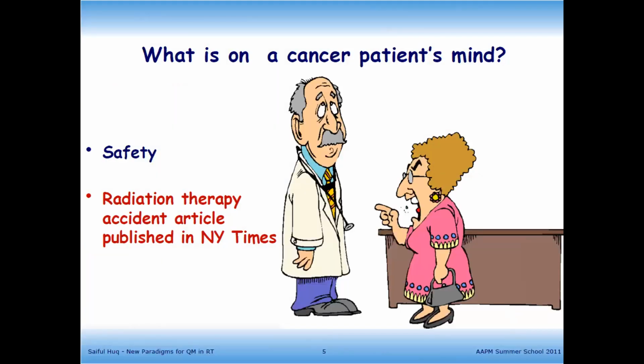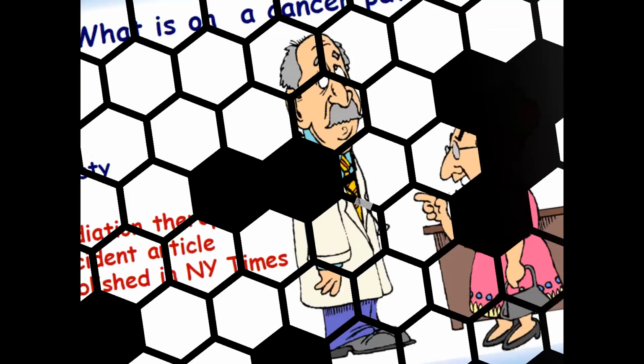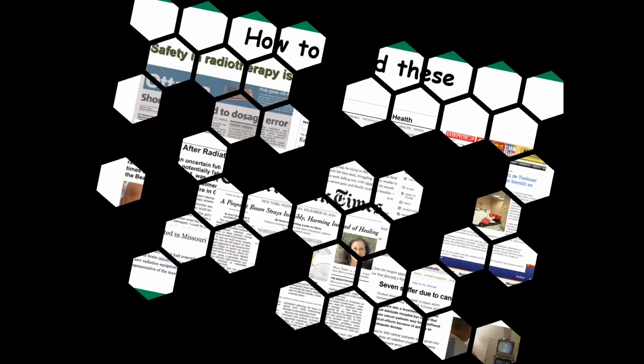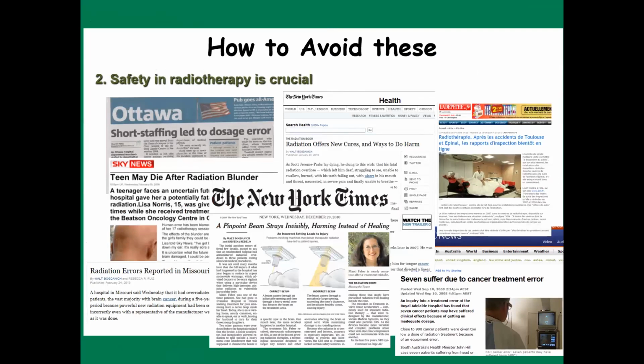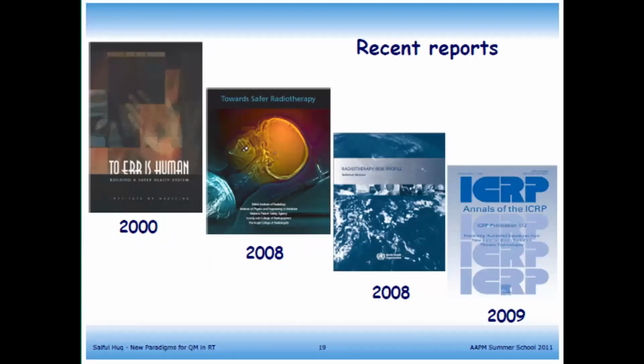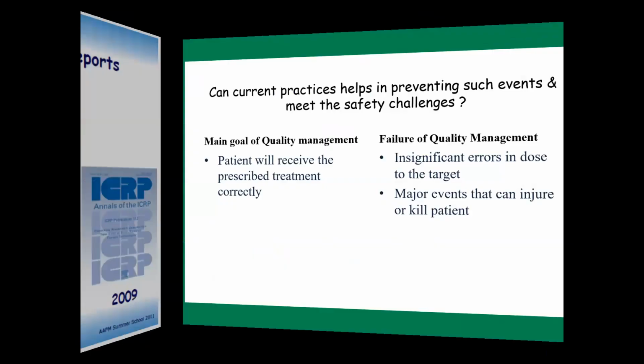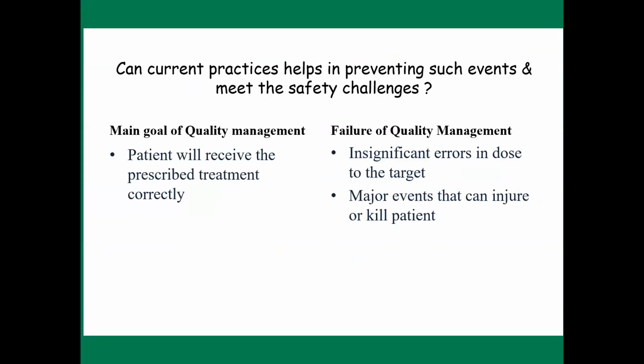So what's on the cancer patient's mind? Safety, of course. This is the first thing which the patient has in mind. Radiation therapy accident articles are something one has to keep in mind, and some other reports. These are the reports published internationally, and you will find some other reports on the IAEA website as well. Can current practice help in preventing such events and meet the safety challenges?